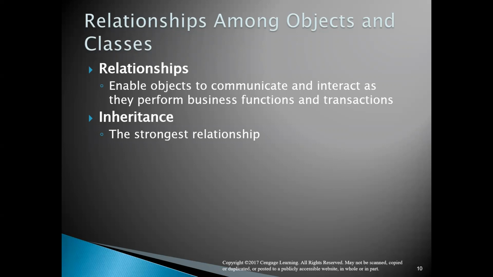Relationships among objects and classes. Relationships enable objects to communicate and interact as they perform business functions and transactions. Moreover, relationships describe what objects need to know about each other. Inheritance is the strongest relationship, enables an object to derive one or more of its attributes from another object.